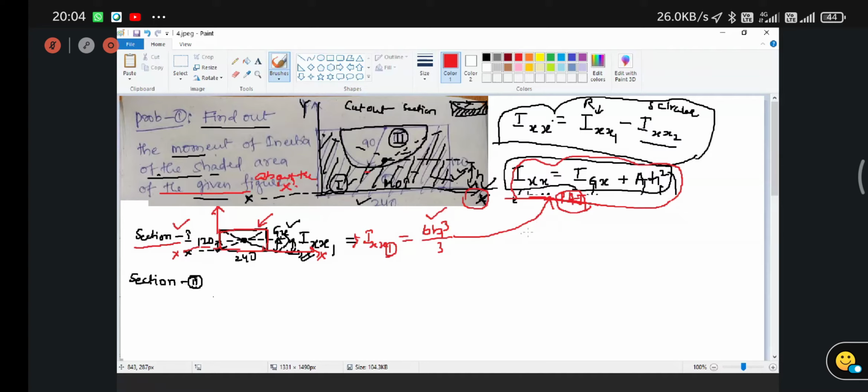So directly we can go for BH cube by 3. The base is 240 for the first rectangle. So what is the height? 120. So divided by 3. If you do this, you are going to get 8 into 10 power 6. 8 into 10 power 6.